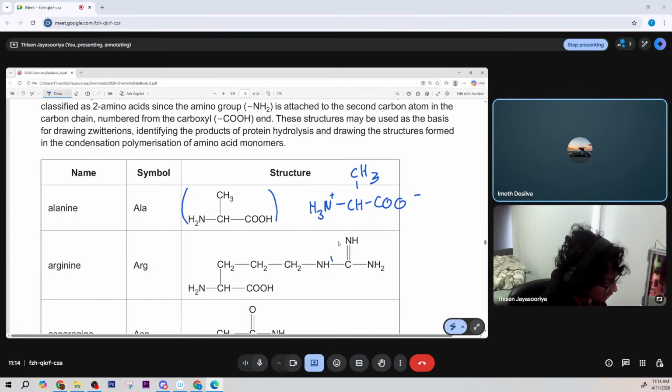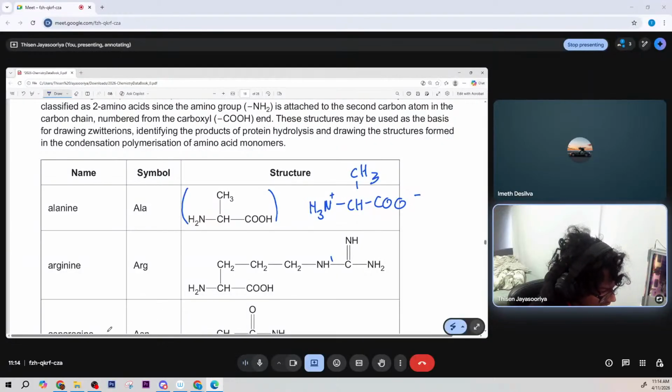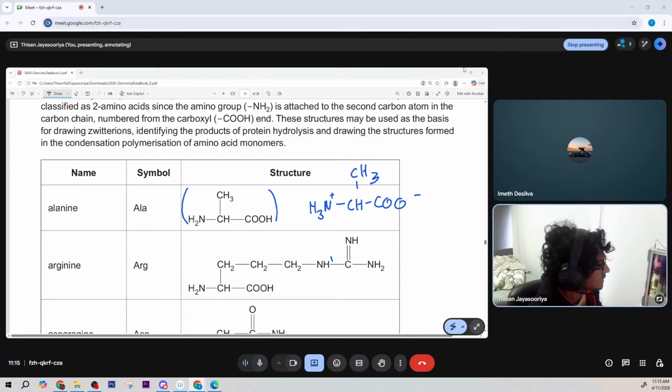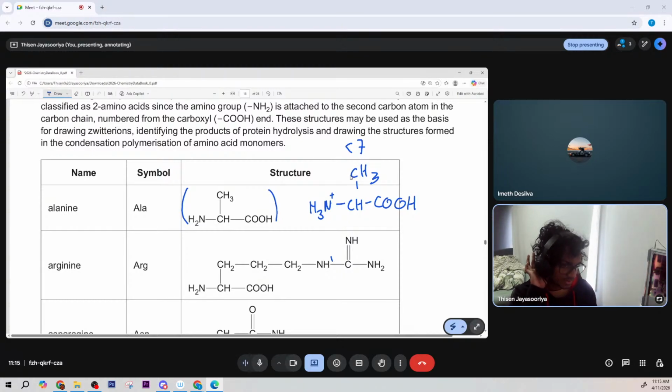Yeah, that's all good. If it's in acidic conditions, so a pH less than 7, the Zwitter ion for alanine is going to look like this. And why is this the case? It's because the Zwitter ion acts as a base. It's trying to lower the pH, and that's why it's accepting H pluses, but it's not donating them.